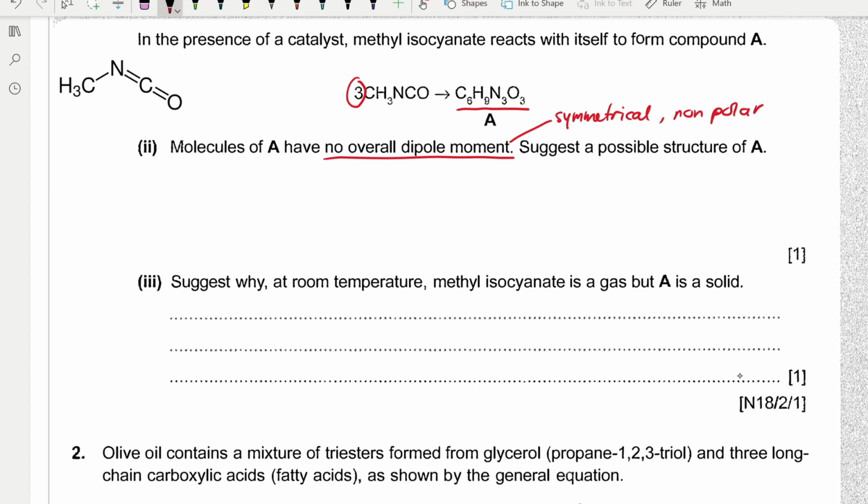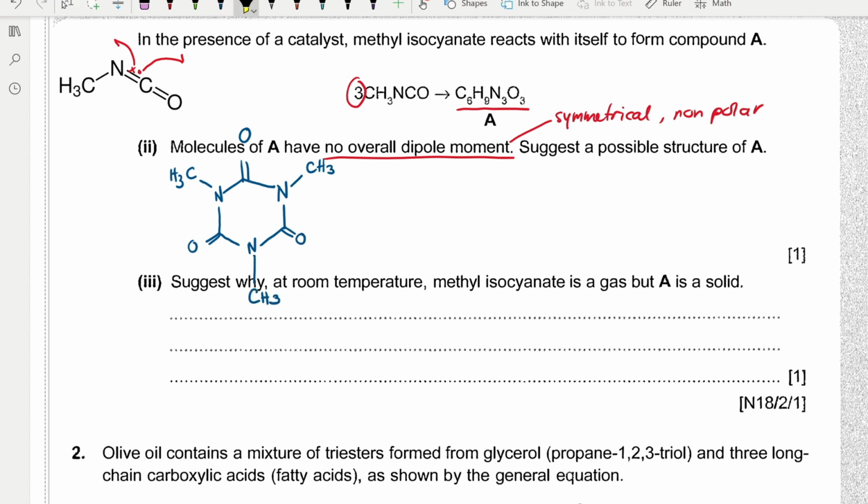So this bond is going to break, right? This is going to form a bond with another atom, and this is also going to form a bond with another atom. So the resulting structure could look something like this. So this comes from one molecule. This is another molecule. And this is another molecule.